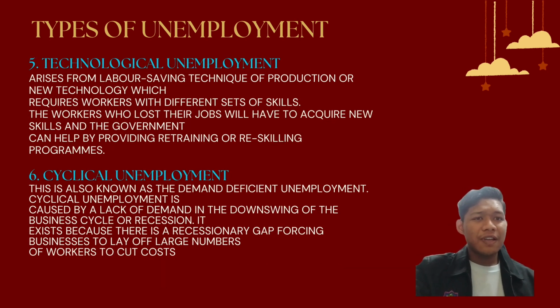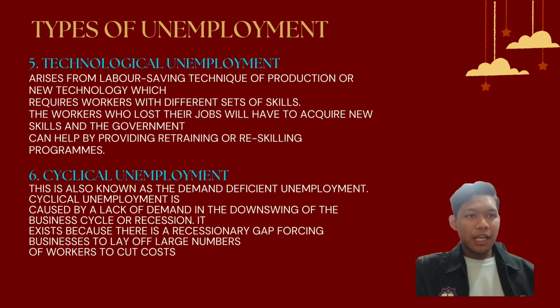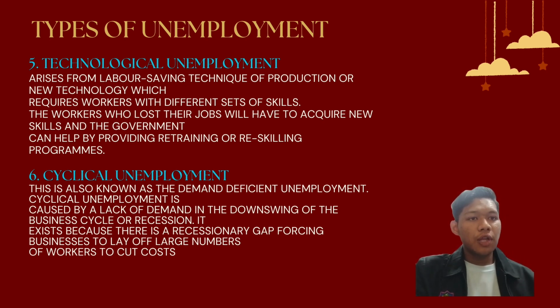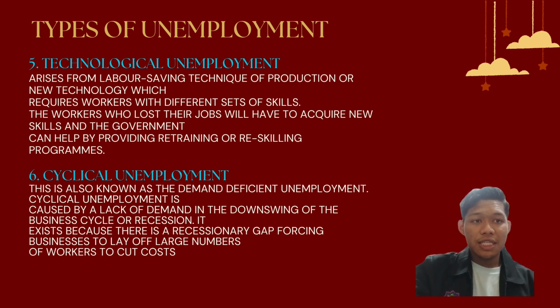The next, number 5, the types of unemployment, technological unemployment. It arises from labor-saving technical production or new technology which requires workers with different sets of skills. The workers who lost their jobs will have to acquire new skills, and the government can help by providing training or reskilling programs.